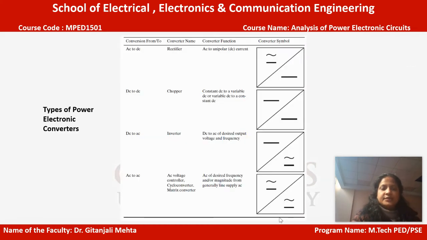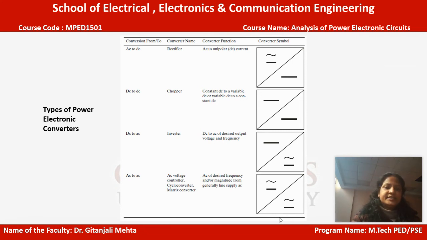In this particular figure, you can see the different types of power electronics converters. First is the AC to DC converter, in which the input source is an AC and we require to run a DC load. So we use an AC to DC converter, that is also called a rectifier. It is also clear from the converter symbol shown here. Further, we have the DC to DC converter, also known as the chopper, in which constant DC can be changed to a variable DC or a variable DC to a constant DC depending upon our requirement.